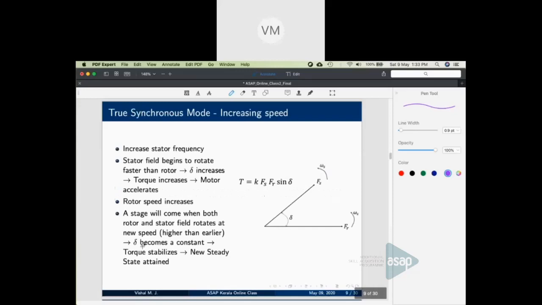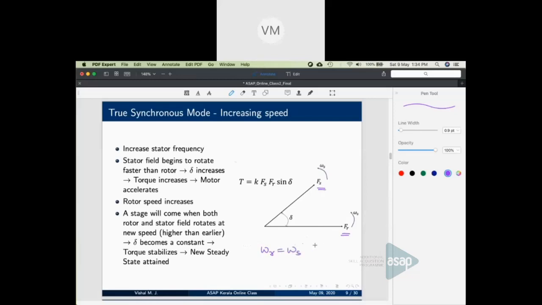Now, don't read all this. Just look at the diagram here. What is the condition for a steady torque? I have told Fs and Fr have to rotate at the same speed, or delta has to remain constant. And for a synchronous machine, Fs and Fr, or the speed of the rotor, is the same as the speed of the RMF, or synchronous speed.